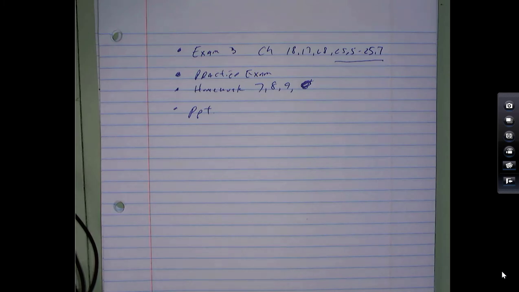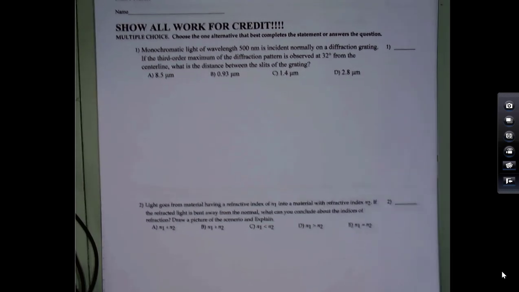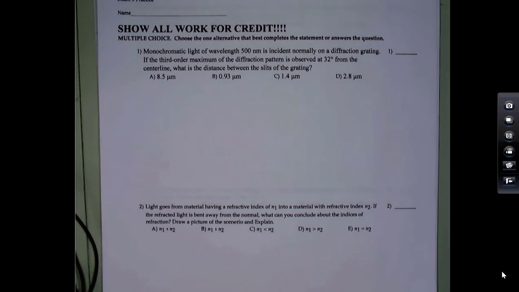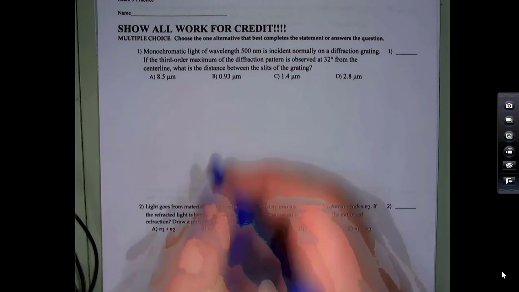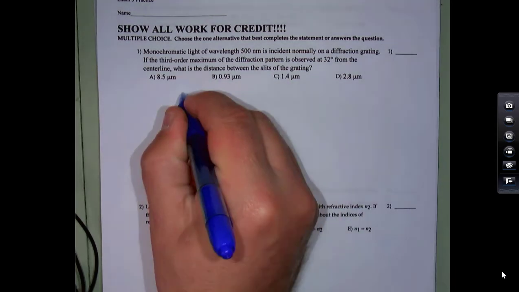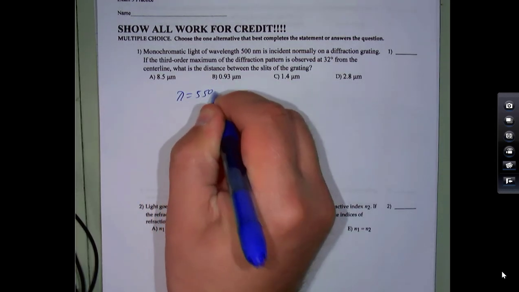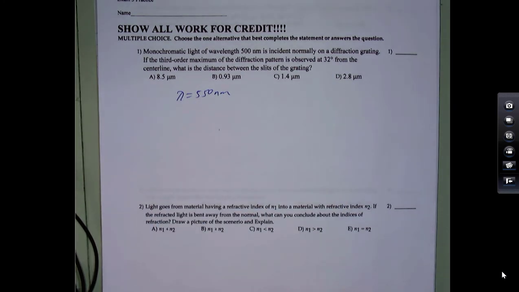So the actual test is about the same length. It's multiple choice, but you do have to show your work to get credit. Okay, so looking at light in a lot of different ways. Let's just start with the first one. Monochromatic light, wavelength 550 nanometers, is incident normally on a diffraction grating. That's the diffraction grating lab that you did. You have to think back about that.